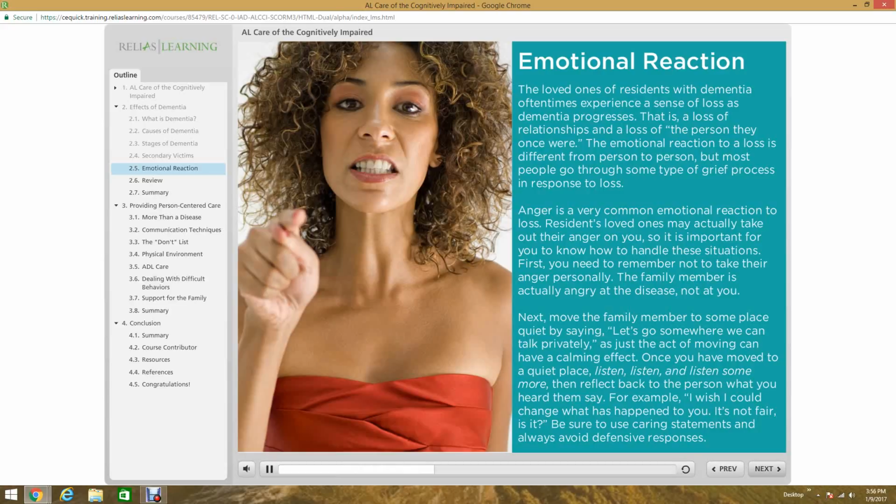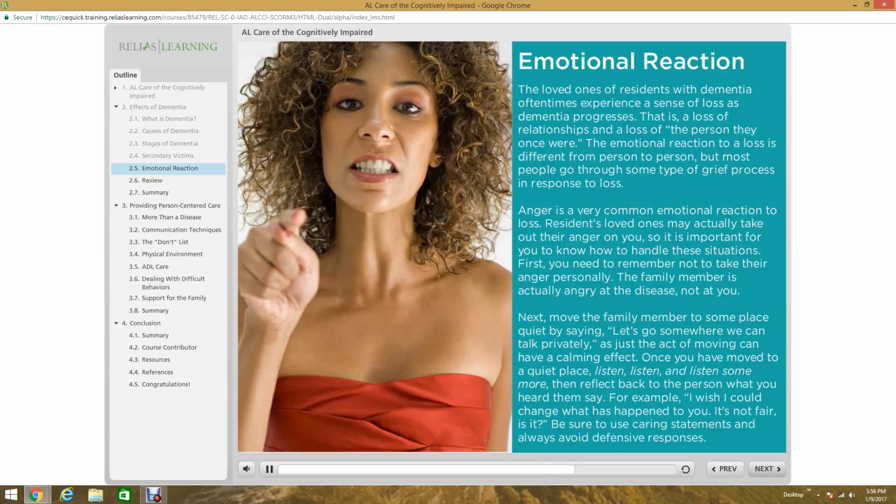Residents' loved ones may actually take out their anger on you, so it is important for you to know how to handle these situations. First, you need to remember not to take their anger personally. The family member is actually angry at the disease, not at you. Next, move the family member to someplace quiet by saying, "Let's go somewhere we can talk privately," as just the act of moving can have a calming effect.